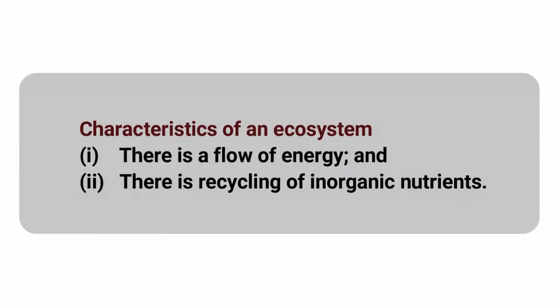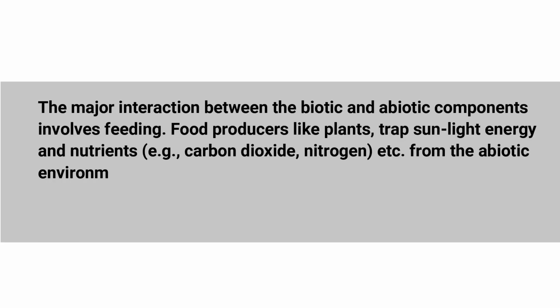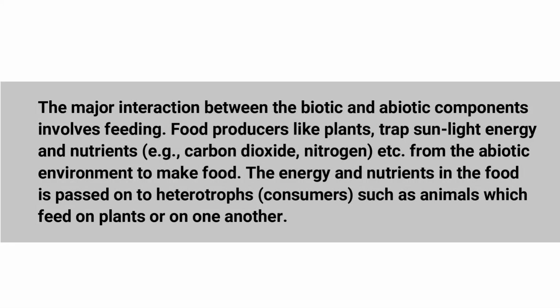There are some characteristics of an ecosystem. 1. There is a flow of energy. And 2. There's a recycling of inorganic nutrients. The major interaction between the biotic and abiotic components involves feeding. The producers, like plants, trap sunlight energy and nutrients, e.g. carbon dioxide, nitrogen, etc., from the abiotic environment to make their food. The energy and the nutrients in the food is passed on to heterotrophs, that is the consumers, such as animals which feed on plants or on one another.